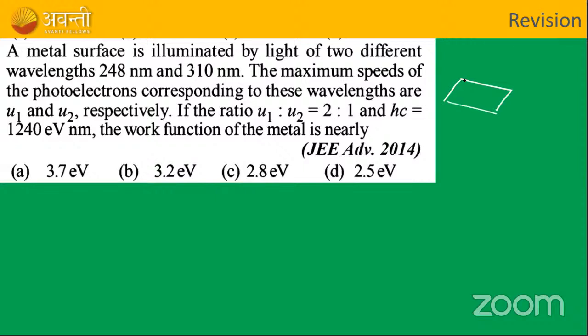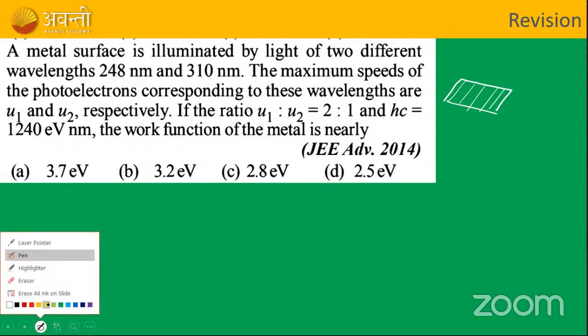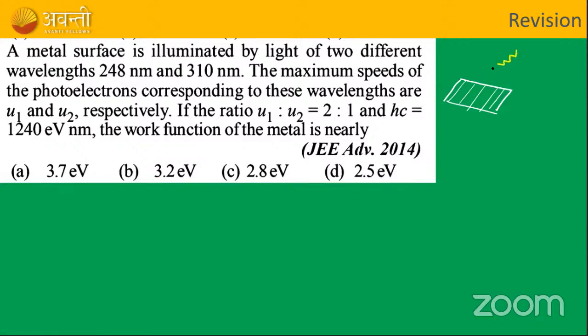Okay, I have a random metal. Take for example sodium or silicon, something like that. Now, whenever a strong light falls on this metal, this is a photon, we call it a photon. When a photon falls on the metal, it can eject some electrons.